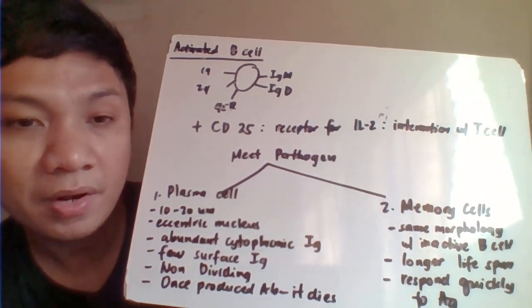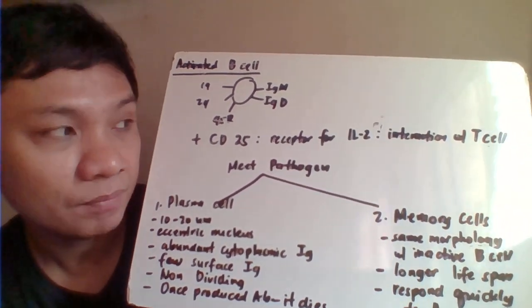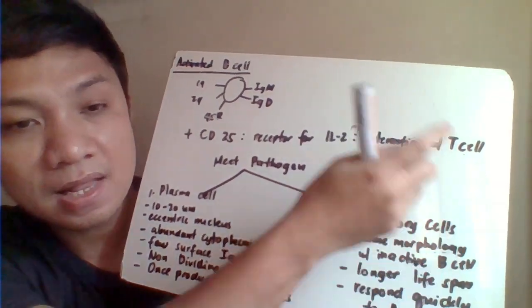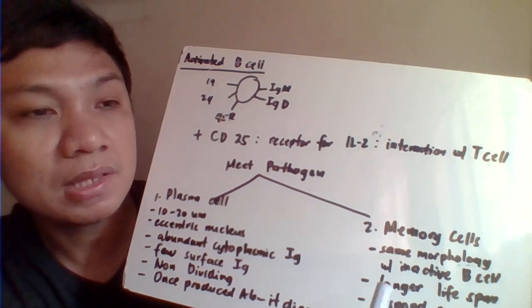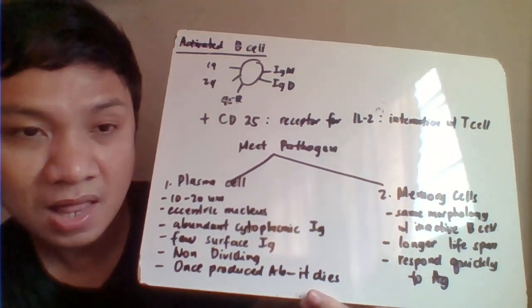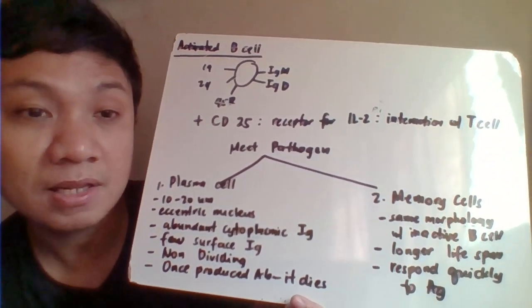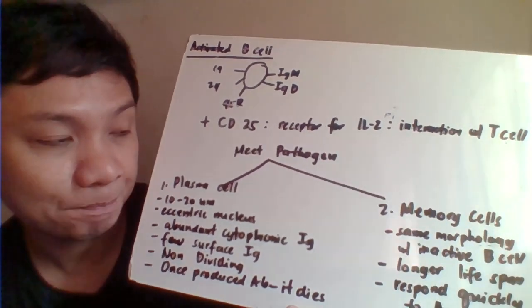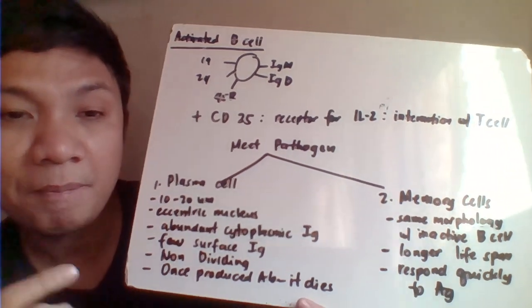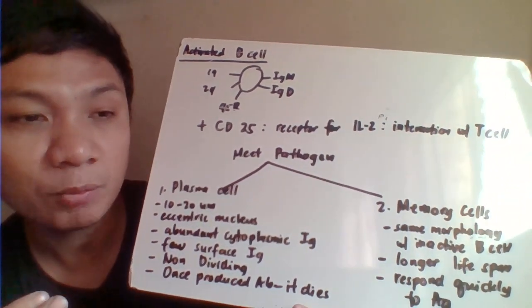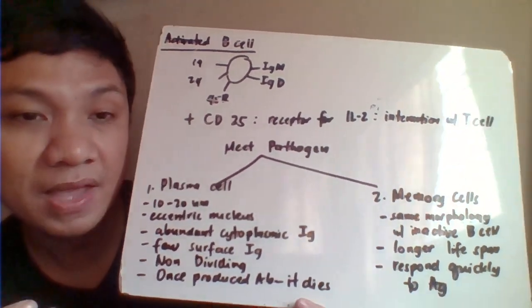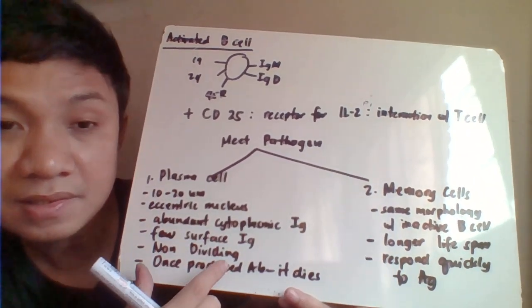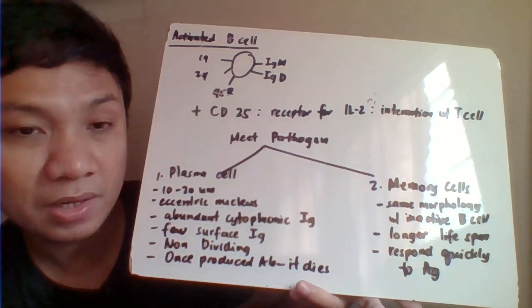The CD25 marker serves as the receptor which allows the interleukin-2 coming from your T cell. This is being produced by your T cell to bind to your B cell, which basically helps your B cell to develop and eventually helps it to produce your antibody. Okay, so upon meeting up with your pathogen, what's going to happen with your activated naive B cell? It could either transform to become your plasma cell or it could also be your memory cell.